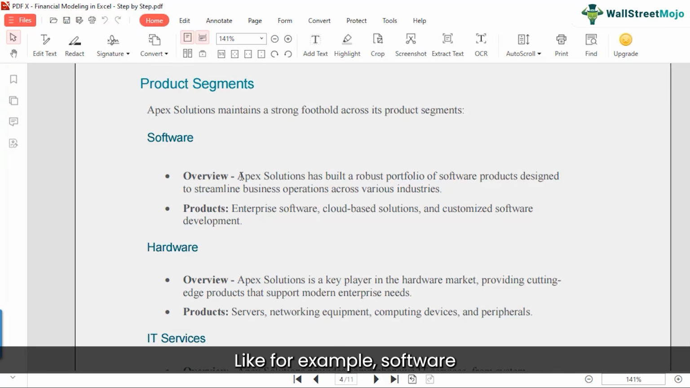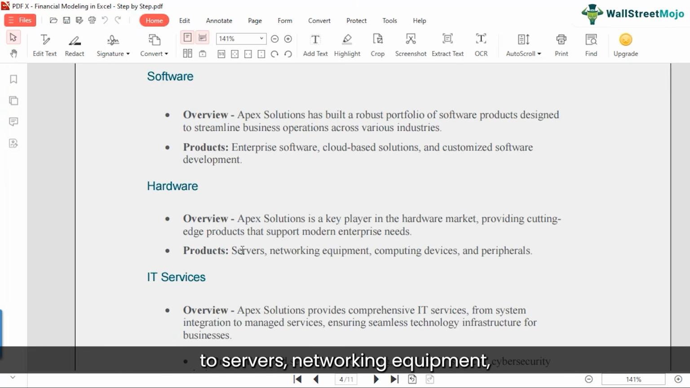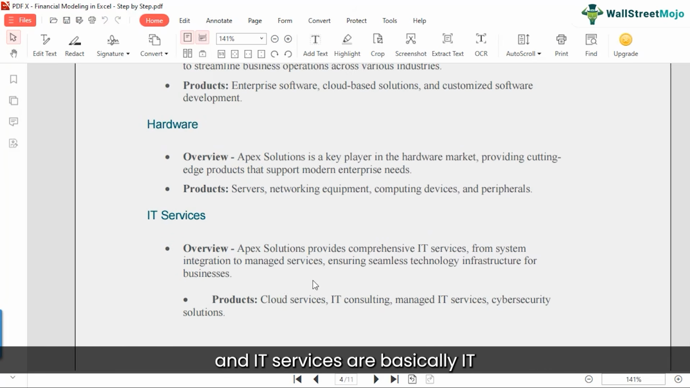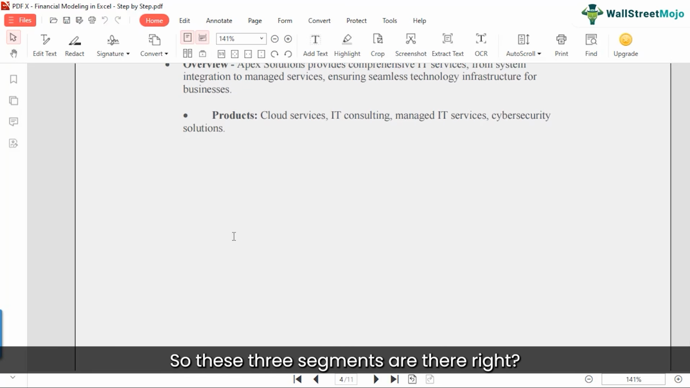Like, for example, software, Apex Solution has robust software products designed to streamline business operations across various industries. And it could be enterprise softwares, cloud based solutions, or customized software development. Hardwares are related to servers, networking equipment, computing devices, and peripherals. And IT services are basically IT consulting, cloud services, and cybersecurity solutions, and managed IT services as well. So these three segments are there, right?